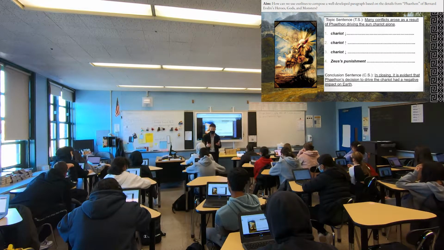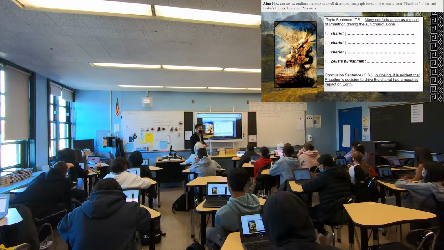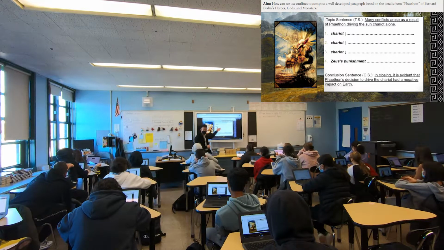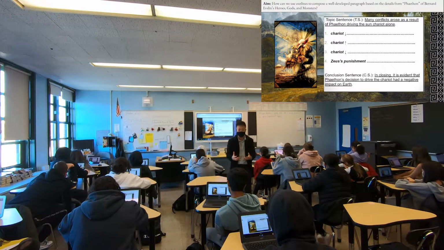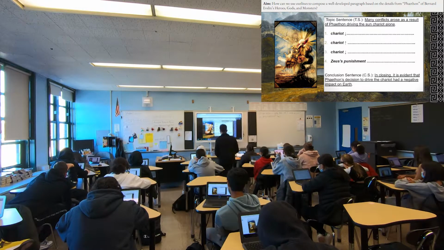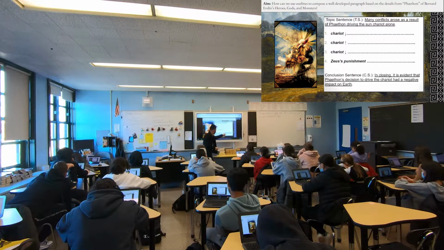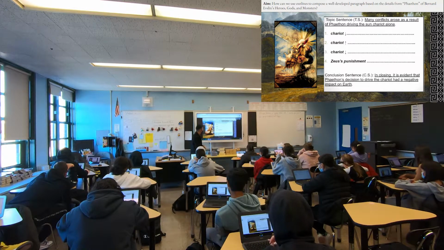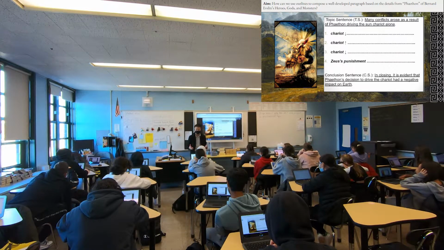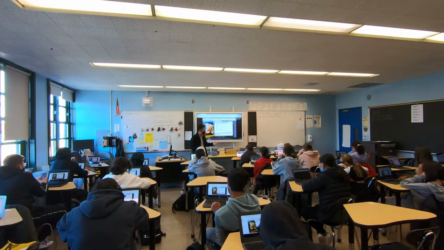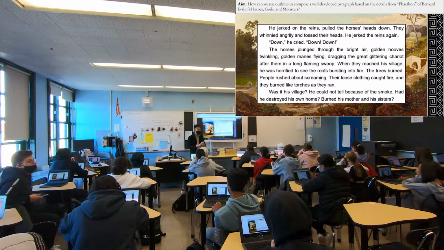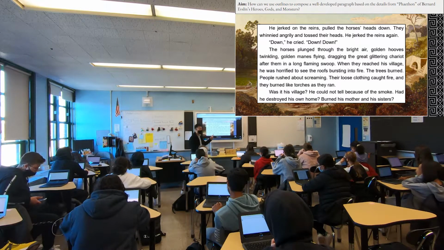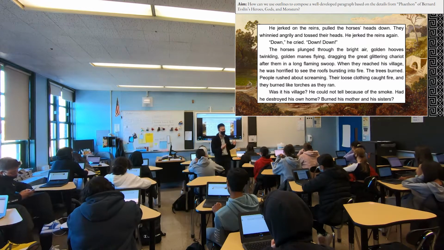But how do you support that, right? These are the sentences that follow. We're seeing some symbols here, right? You're making notes. You're not creating full, complete sentences yet, right? You're just jotting down notes based on the evidence of the text. And then the concluding sentence is, in closing, it is evident that Phaeton's decision to drive the chariot had a negative impact on Earth. Okay, so these are the topic sentences, these are the closing sentences that you're providing. Where can we find details to support it? Right from the text. Okay, get used to always referencing back to the text.